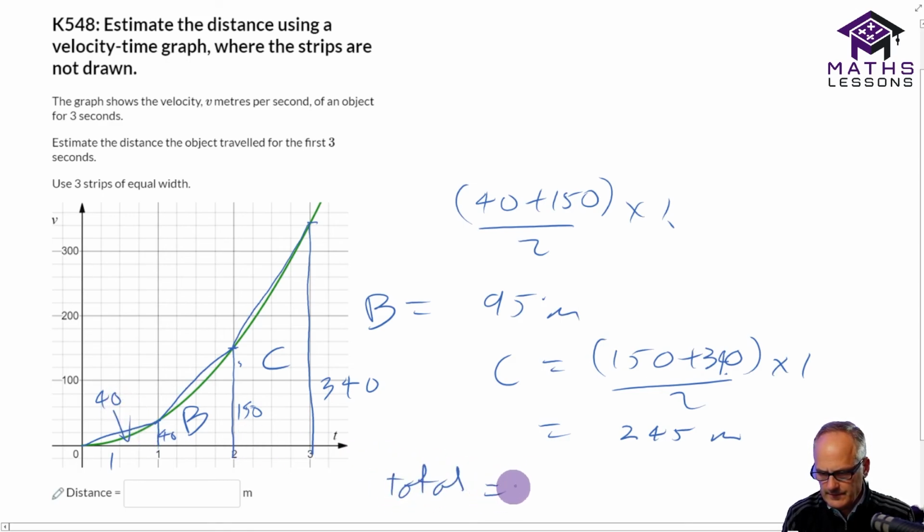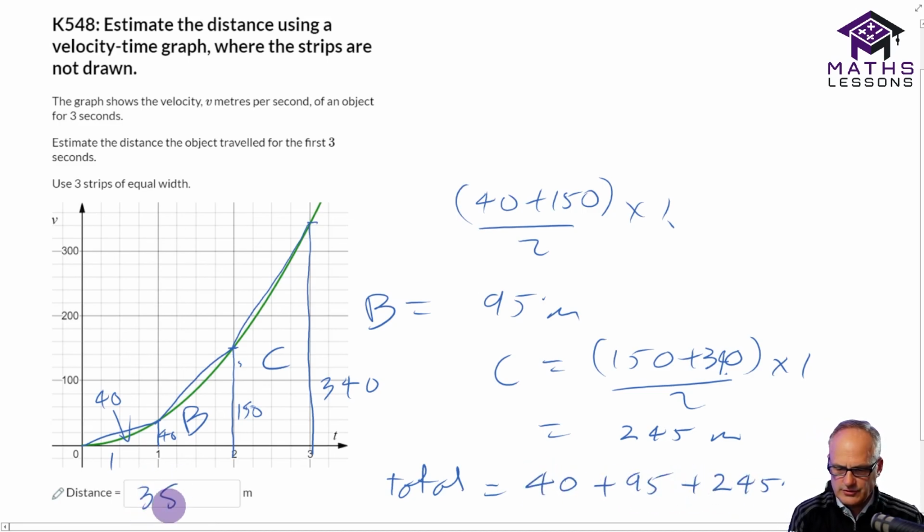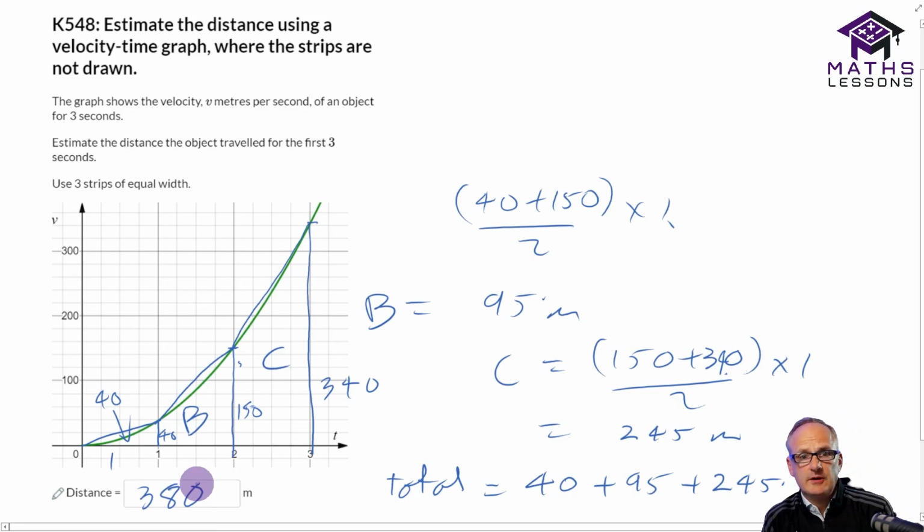So the total distance is going to be 40 plus 95 plus 245. So add that on, that gives me 250. Add on 90, it gives me 340. So that will give me 380 meters.